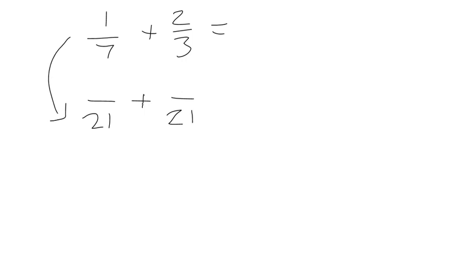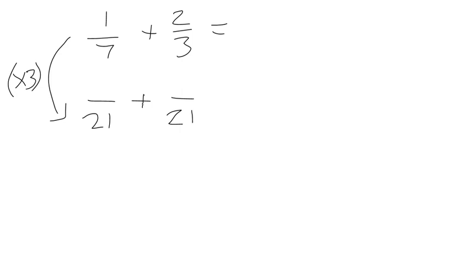1/7 plus 2/3. In order to make our denominators the same, we need to find a common multiple of both 7 and 3. So I know for a fact that a common multiple of 7 and 3 is 21. So what I need to do now is figure out how I got from 7 to 21. Well, I multiplied it by 3.